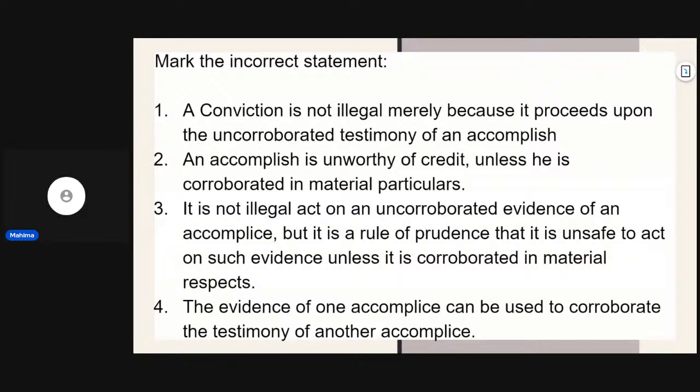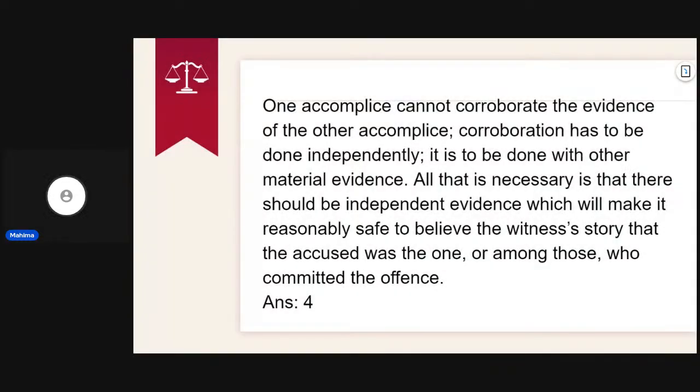Correct. Everyone is correct. Option number 4 here. The accomplice evidence of one accomplice cannot be corroborated by the other accomplice. Corroboration has to be done independently, obviously. Can somebody tell me the section?